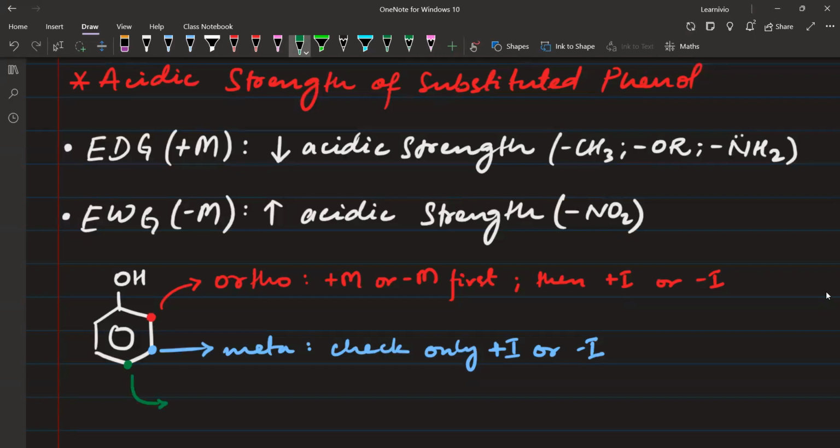The third case is the para position. So in para position, again, the same thing as that of ortho: plus M or minus M first, and if and only if there is a tie, you need to check plus I or minus I. Okay. So your answer will be mostly from plus M or minus M.